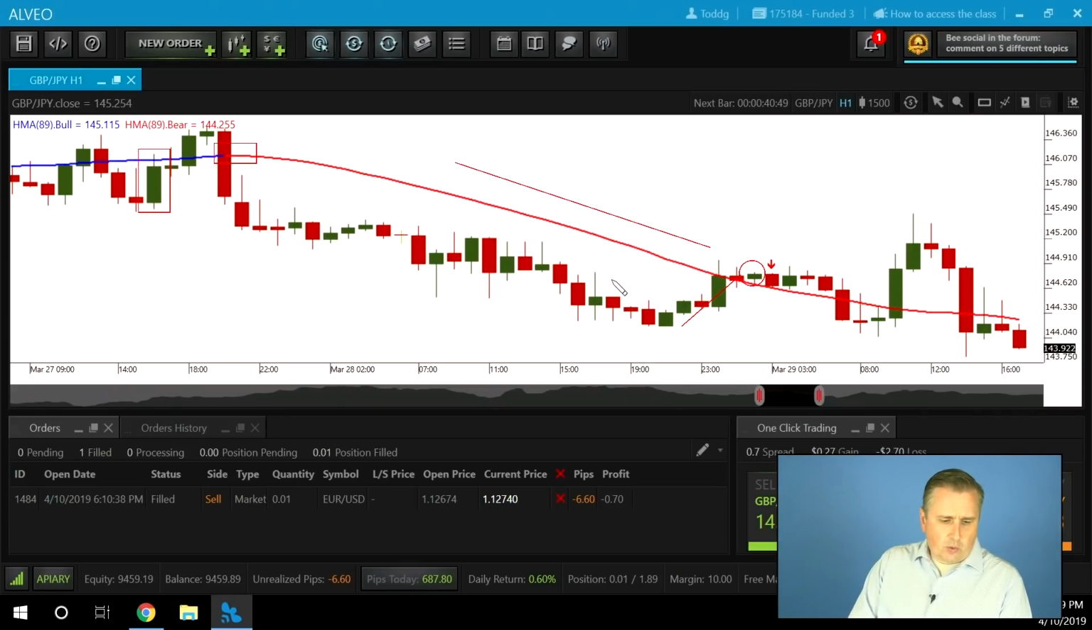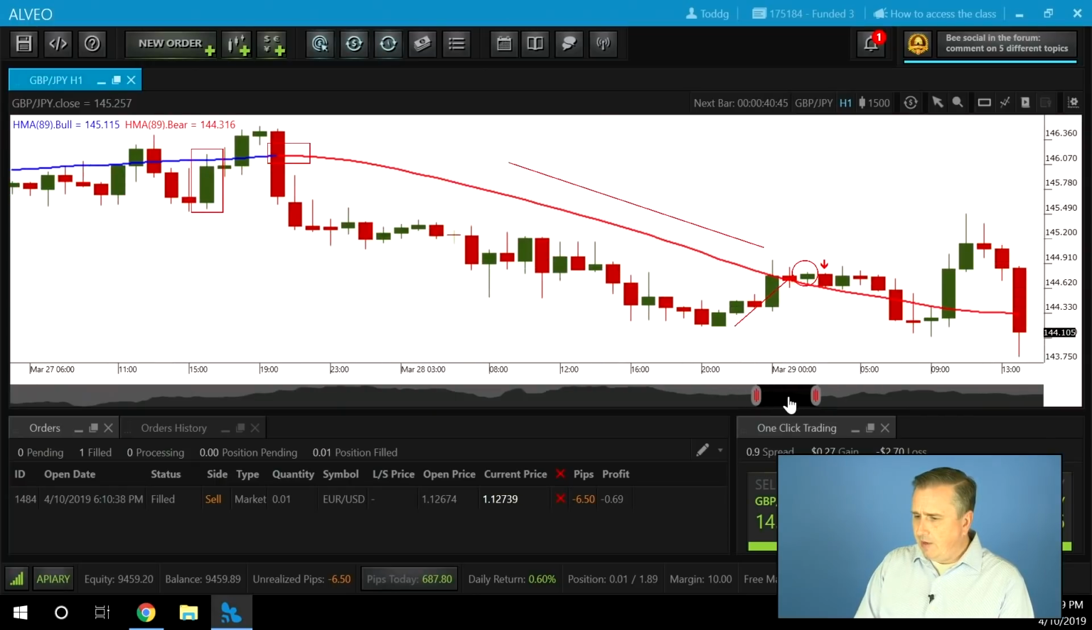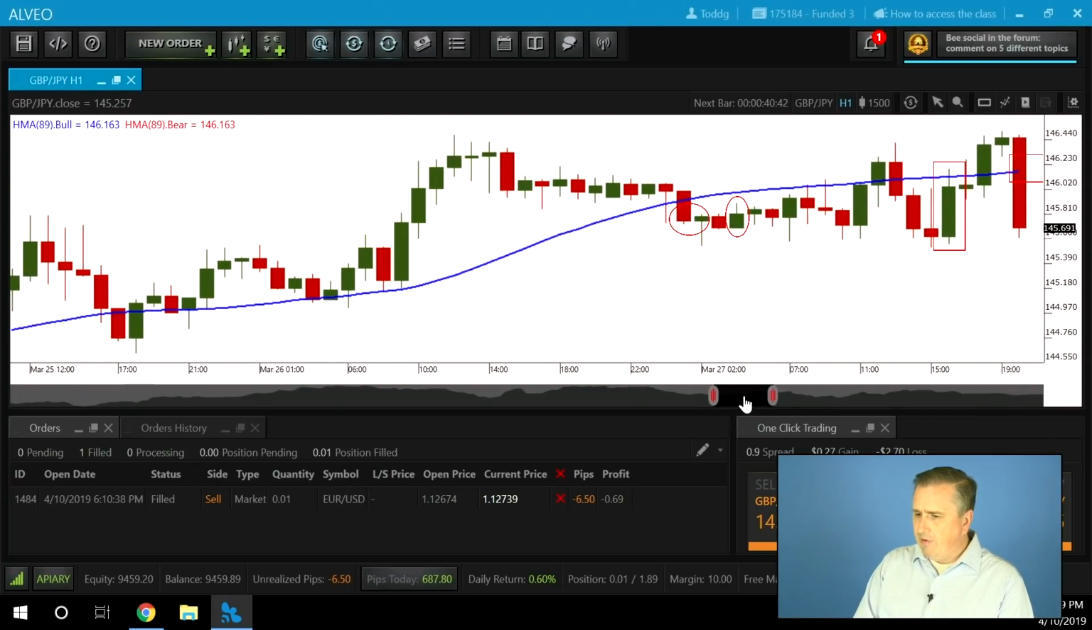So John says green above the moving average. For example, if the moving average line is blue and the price is above it, I pretty much can take any pullback. But if the HMA is blue and it's below the moving average, then I'm only going to take a trade if the candle is green.